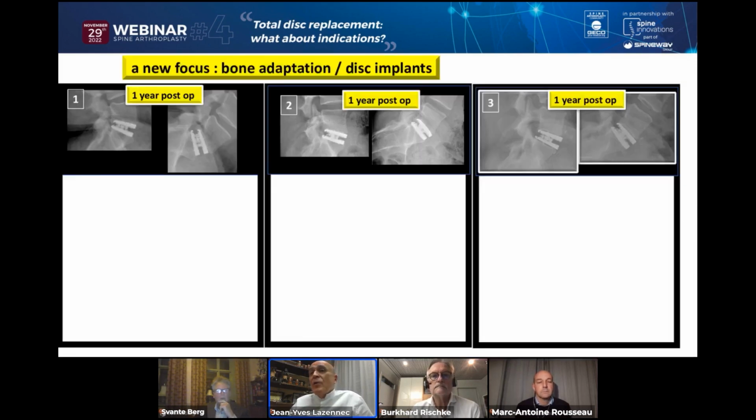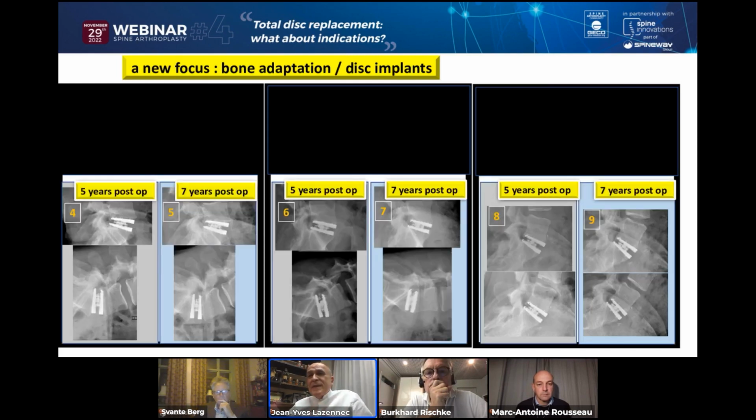So if you look at those cases, for example, at 2 or 3 years, you still see a small radiolucent line, and all those cases were followed afterwards, and we had good bone integration. And I can show you also those examples.